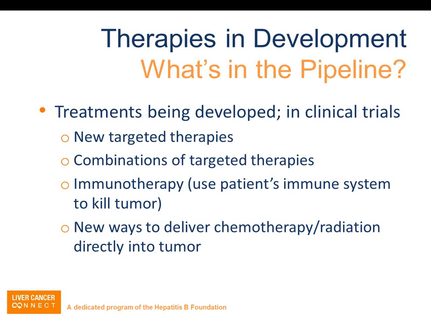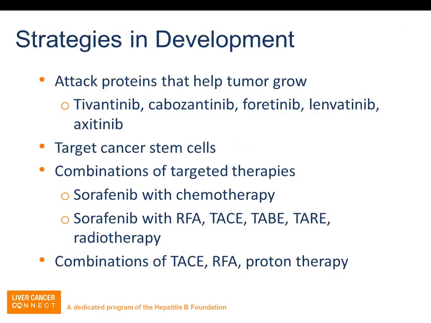Well, you can target the cancer. You can use combination immunotherapy. You can deliver chemo and radiation directly into the tumor. You can attack proteins that help tumor growth, and here's a list of different types of anti-cancer medications that are being developed. You can target cancer stem cells.